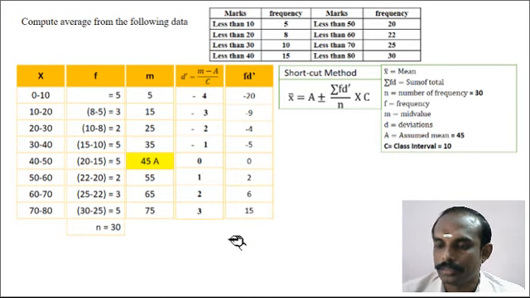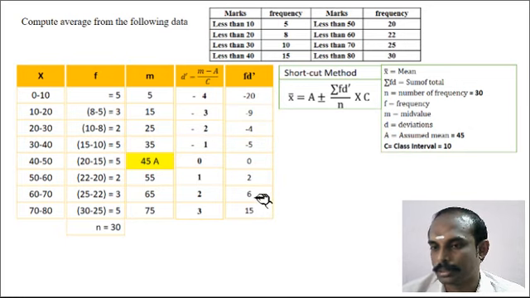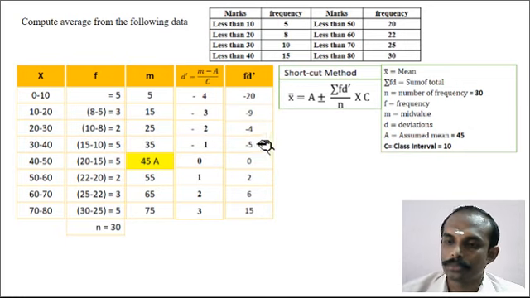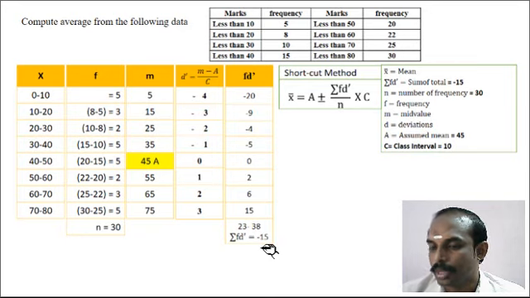Therefore, to sum up f d dash, add the positive and negative values separately. First add the positive values: 15 plus 6 plus 2, and separately add 5 plus 4 plus 9 plus 20. Therefore the sum of f d dash is 23 minus 38, which is minus 15.